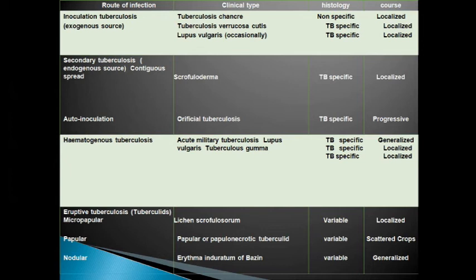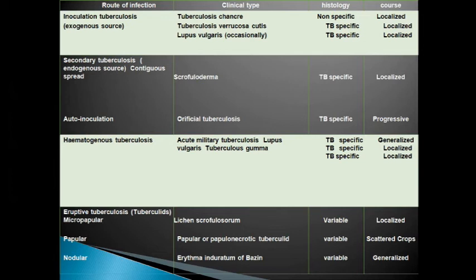The inoculation tuberculosis types are three: tuberculous chancre, TBVC, tuberculosis verrucosa cutis, and lupus vulgaris. Why verrucosa cutis? It looks like a wart, but it is caused by tuberculosis, and cutis means of skin. Lupus vulgaris can also happen from exogenous infection. Histology will usually be specific for tuberculosis and the disease will usually be localized. It is not transmitted from one person to another by aerosol.